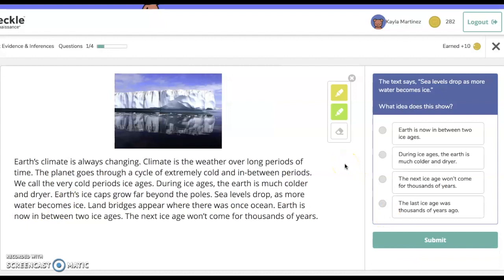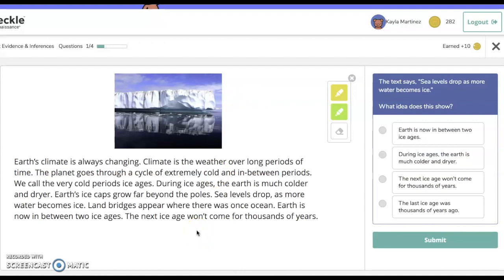All right, we now have a different story that we need to read. Again, I have another photograph, another text feature here. And this is just a little photo of what looks to be some type of ice or iceberg. So I think that's what I'm going to be reading about. Let's go ahead and read this one.